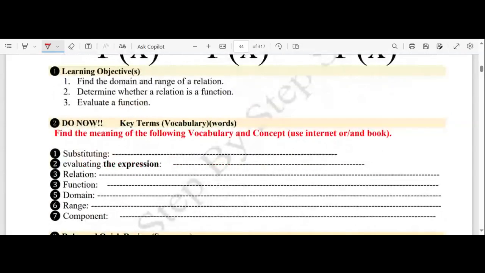Learning objectives: 1, find the domain and range of a relation. 2, determine whether a relation is a function. 3, evaluate a function.